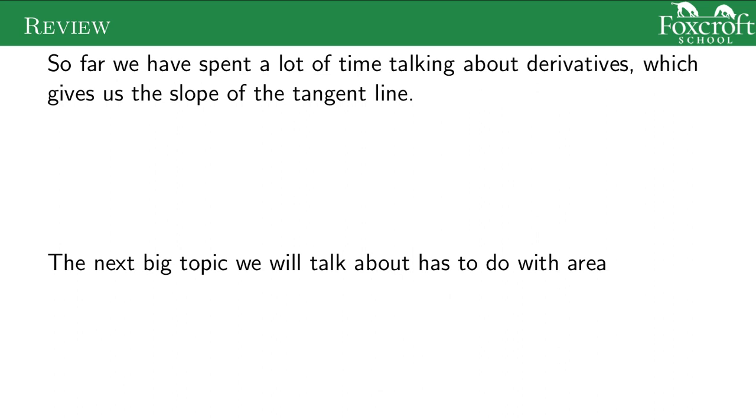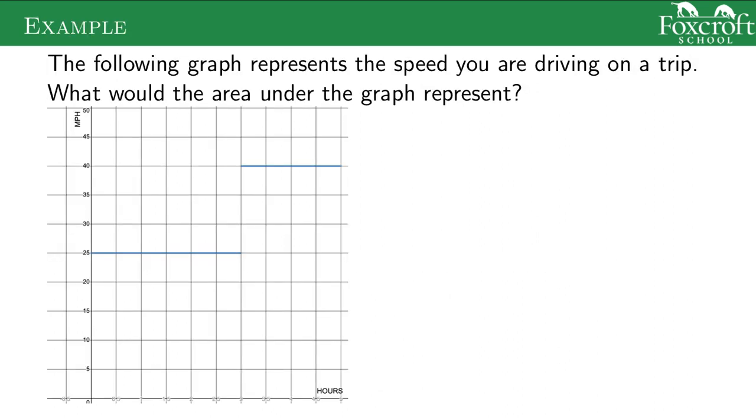And the next big topic we're going to talk about has to do with area. So let's just say we were given this graph, and it represents how fast you're driving at different points on your trip. At the beginning, you have the cruise control set for the first 3 hours, and you're going 25 miles per hour. And then the next 2 hours, you're going 40 miles per hour. So what would the area under this graph represent?